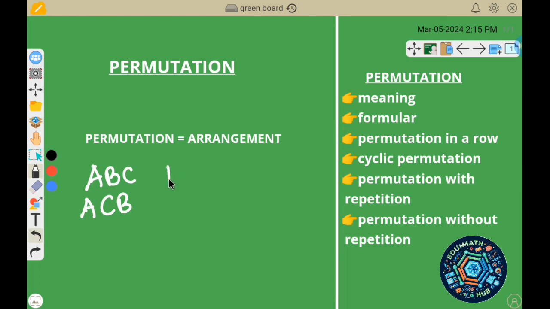Then let's start with B. So you have B, A, C. Then you have B, let's bring this one back here, so you have B, C, A. Then let's start with C. So these are the arrangements that you can have.